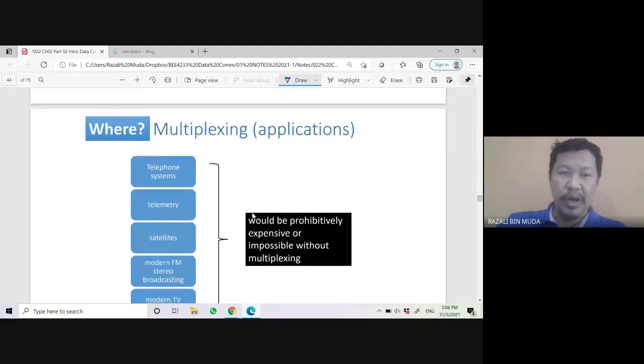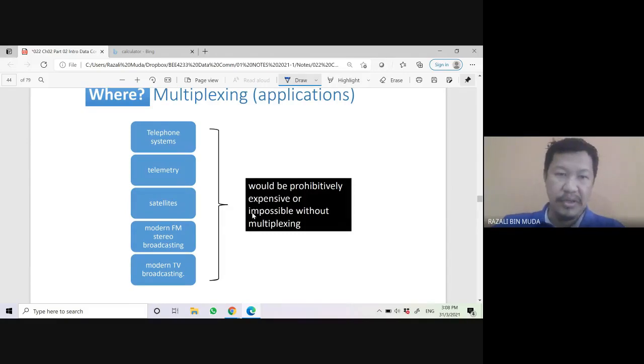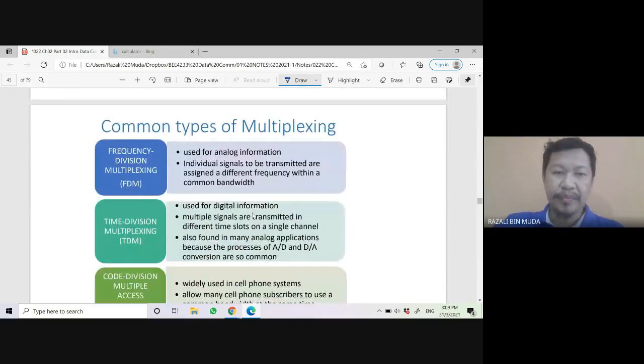So where are the multiplexing applications? A lot. You can see this multiplexing application in telephone systems, telemetry, satellites, FM radio broadcasting, TV broadcasting, and so on and so forth. It would be prohibitively expensive or impossible without multiplexing. So all these types of applications use multiplexing.